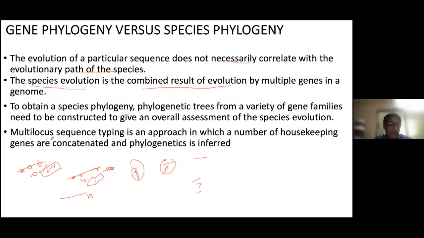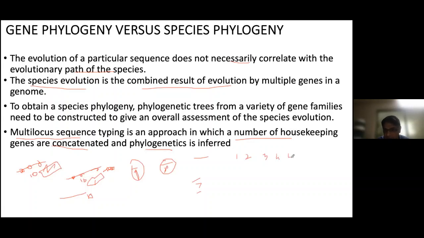So there is one very important study, before next generation sequencing evolved, which is multi-locus sequence typing. Okay, what is it? For the same species, for example, you take a number of housekeeping genes, they are concatenated, and a phylogenetic tree is inferred. For example, usually 7 to 10 genes are taken. So you take gene 1, gene 2, gene 3, gene 4, the whole series.